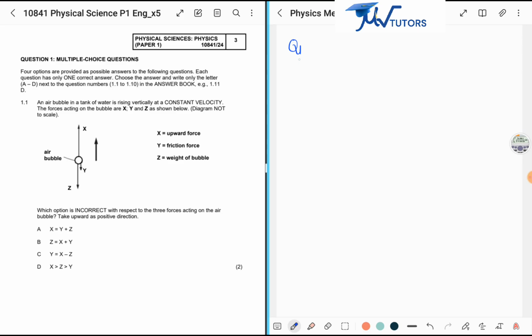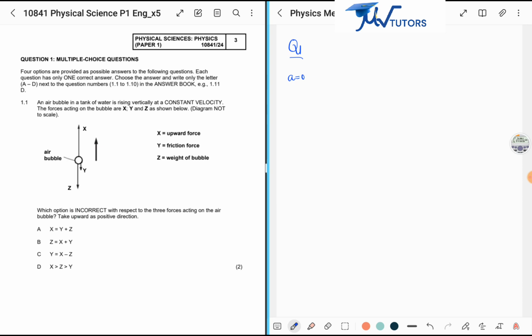Alright, question 1. Let's look at the multiple choice. Can be tricky, but let's see if we can predict the flops. So it says, an air bubble in a tank of water is rising vertically at a constant velocity. Okay, constant velocity means acceleration is 0. The forces acting on the bubble are x, y, and z as shown. The diagram is not drawn to scale. Which option is incorrect with respect to the 3 forces acting on the air bubble?